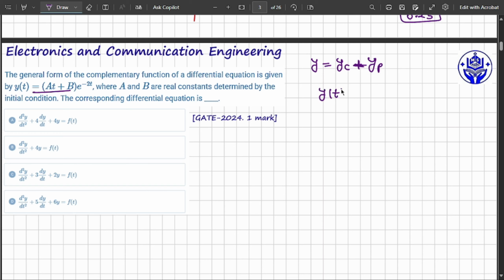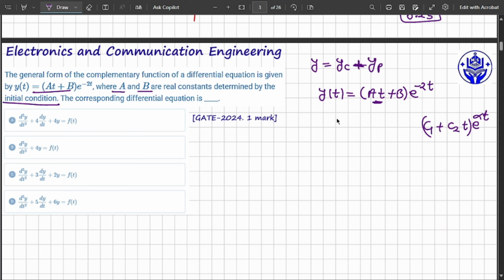So y of t is equals to (a t plus b) e to the power of minus t, where a and b are real constants determined by the initial condition and the corresponding differential equation. So it is saying that for what equation this is the complementary function. Just think over it. If you have this kind of solution, it means it is a repeated root. Whenever we have a repeated root, then we write (c1 plus c2 t) e to the power of alpha t, where alpha is the repeated root.